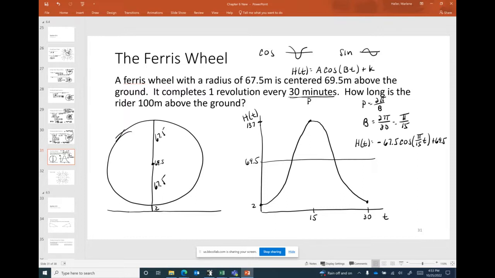Now, what do we need to answer with that equation? How long is this rider 100 meters above the ground? All right, where's 100 meters? Somewhere in between here. We're going to say it's here.